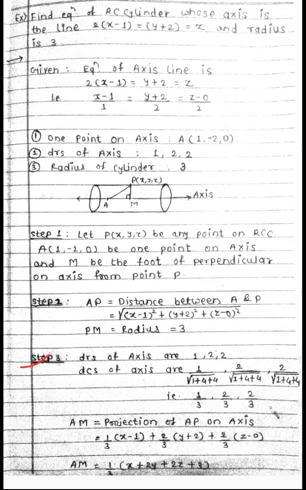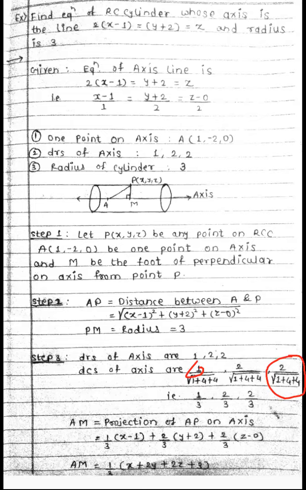The DRs of the axis, if it is 1, 2, 2, then DCs, that means the direction cosines of the axis, can be found with the help of this formula. The formula is 1 upon, in the denominator, under the square root, the square of 1 plus the square of 2 and the square of 2 again. That means the squares of these direction ratios under the square root. And similarly, next it is 2 upon again root of 1 plus 4 plus 4. Third, it is 2 divided by again root of 1 plus 4 plus 4.